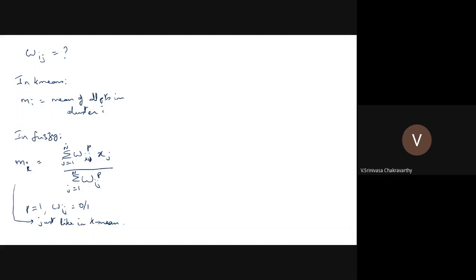Okay, so this is how you calculate it. Given the data points, initially you take a random weight matrix Wij, and you have the data points. Then you use this expression to calculate the mi's. Now, given the mi's, you have to calculate the Wij's. So how do you calculate Wij's?